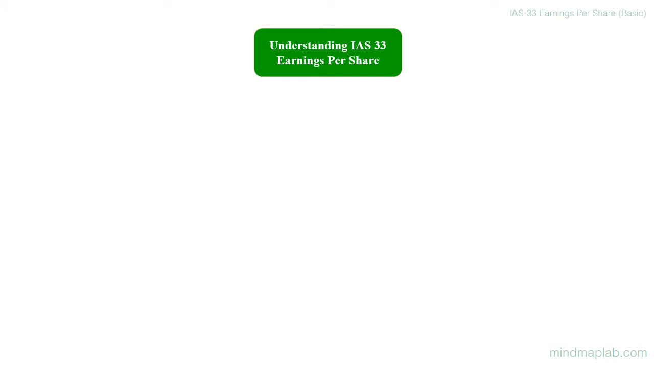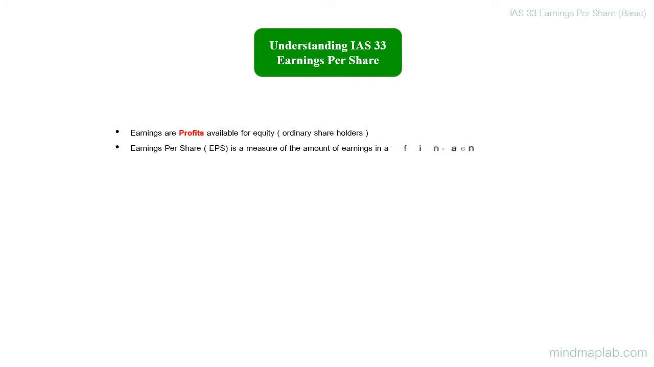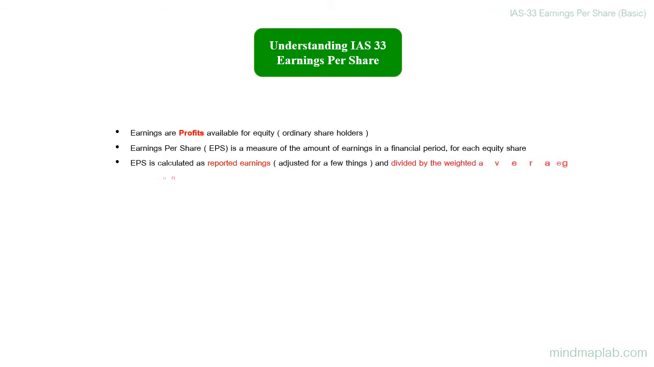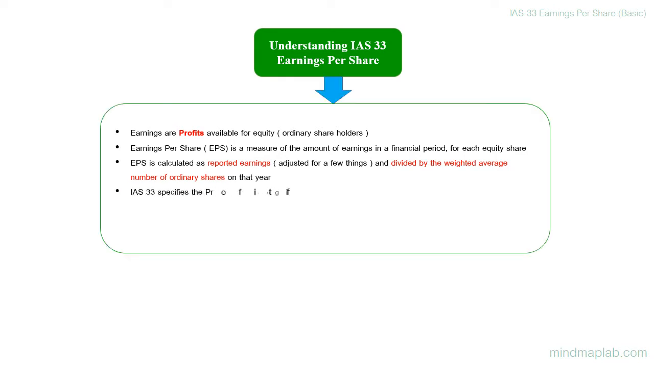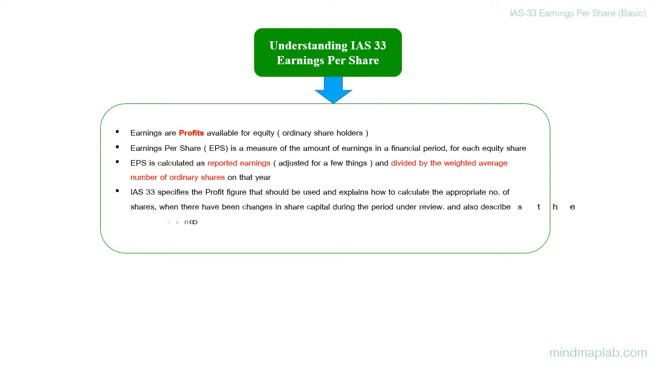Earnings per share. As per IAS 33, earnings are profits available for ordinary shareholders. Earnings per share, EPS, is a measure of the amount of earnings in the financial period for each equity share. EPS is calculated as reported earnings, adjusted for a few things, and divided by the weighted average number of ordinary shares in that year. IAS 33 specifies the profit figure that should be used and explains how to calculate the appropriate number of shares when there have been changes in share capital during the period under review, and also describes the concept of dilution, which is caused by the existence of potential ordinary shares.